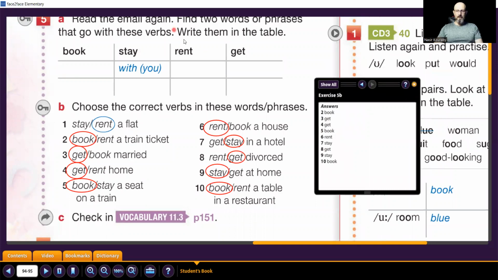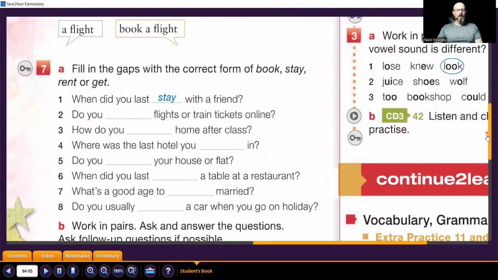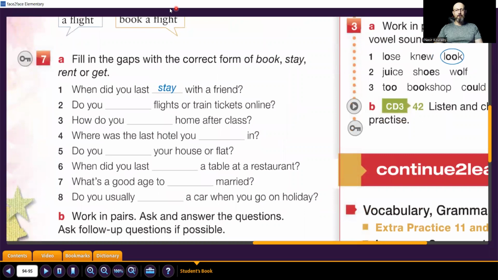So now let's move to the next exercise. Now in exercise number 7, here we have fill in the gaps with the correct form of, we have here book, stay, and rent or get. Okay, so you fill in the gaps with the correct form.